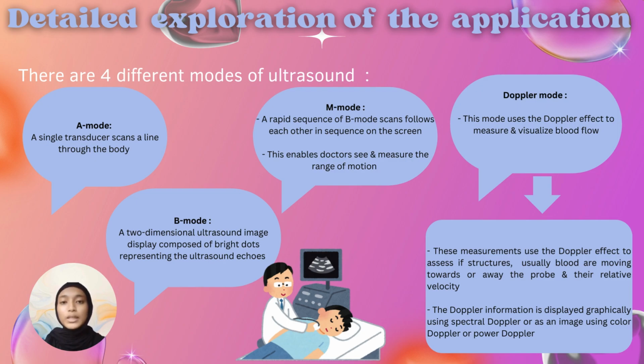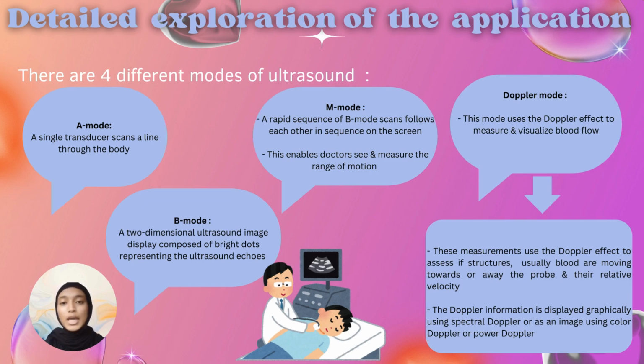Second, B mode. B mode is a two-dimensional ultrasound image display composed of bright dots representing the ultrasound echoes. The brightness of each dot is determined by the amplitude of the returned echo signal. This allows for visualization and quantification of anatomical structures. B mode is great for image-guided injections, for needle placement in an injection procedure. It can also visualize cardiac and vascular movement across the cardiac cycle.